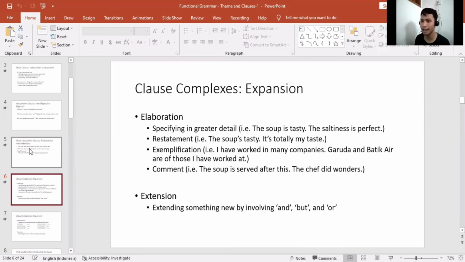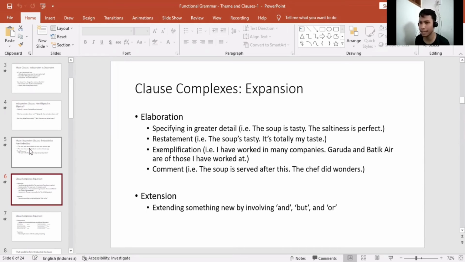Exemplification: I have worked in many companies, Garuda and Batik Air are those I have worked at. Comment: the soup is served after this, the chef did wonders. Or you can say that. What else? The chicken is really delicious and pretty, served after this. So my mother did wonders.